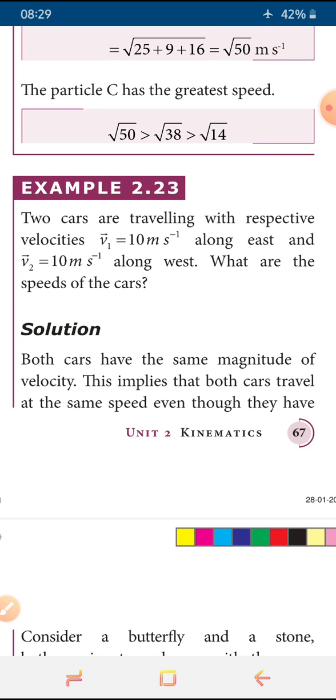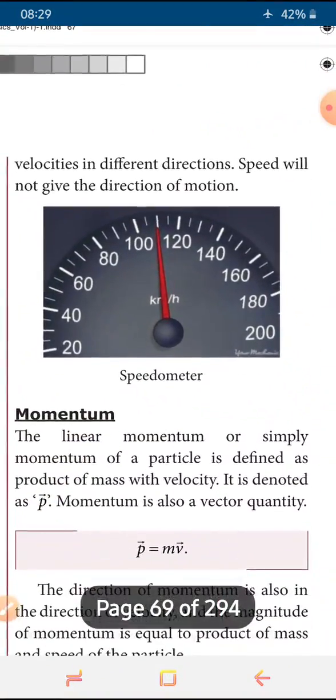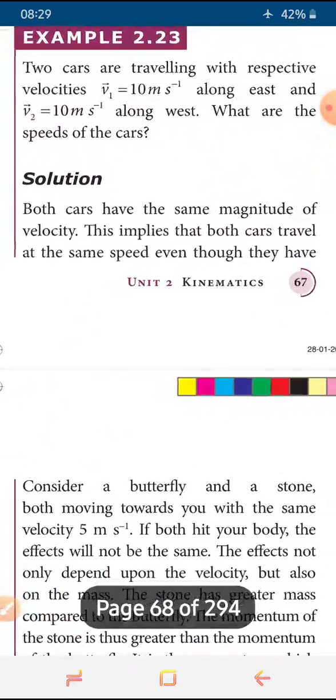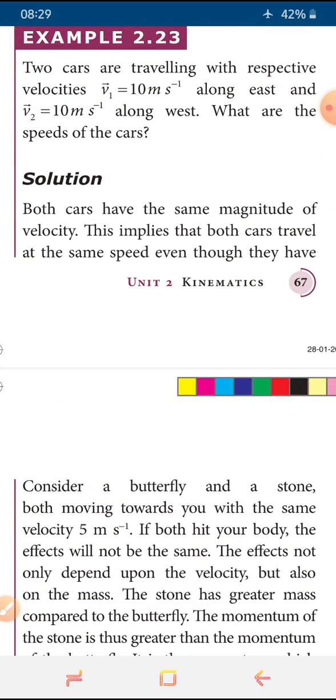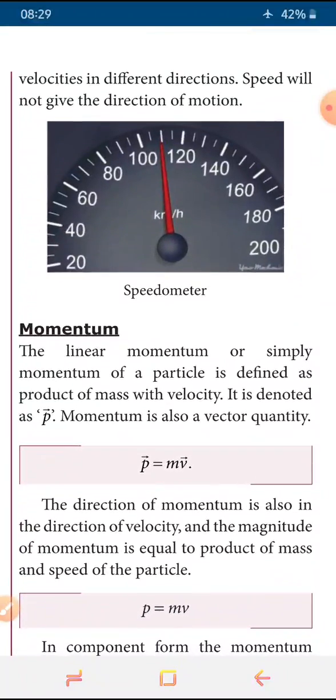What are the speeds of the car? This is the question, so we have to find out the speeds of the car. In this it is very clear the magnitudes are the same, so we can say it is traveling at the same speed, but in the opposite direction. From this we can say both the cars travel at the same speed even though they have velocities in different directions.